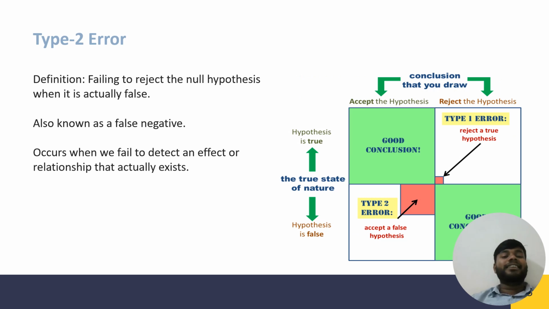Type 2 error. Definition: failing to reject the null hypothesis when it is actually false, also known as a false negative. It occurs when we fail to detect an effect or relationship that actually exists. Conclusion that you draw: accept the hypothesis, reject the hypothesis. Good conclusion. Type 1 error: reject a true hypothesis. Hypothesis is true. That's the statement, the true state of nature. Hypothesis is false.